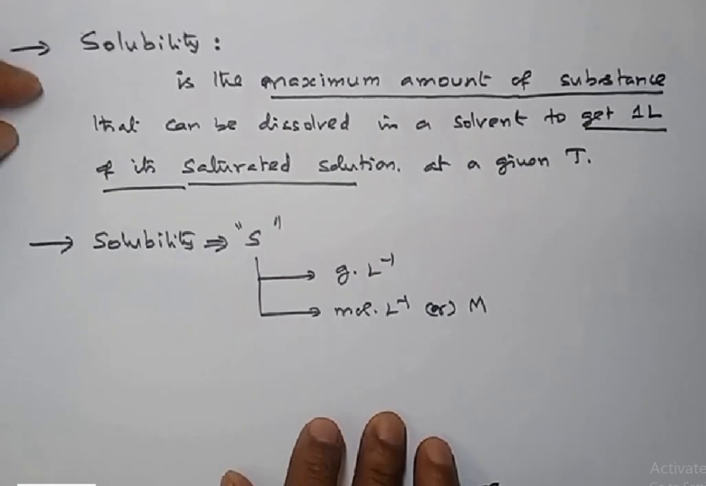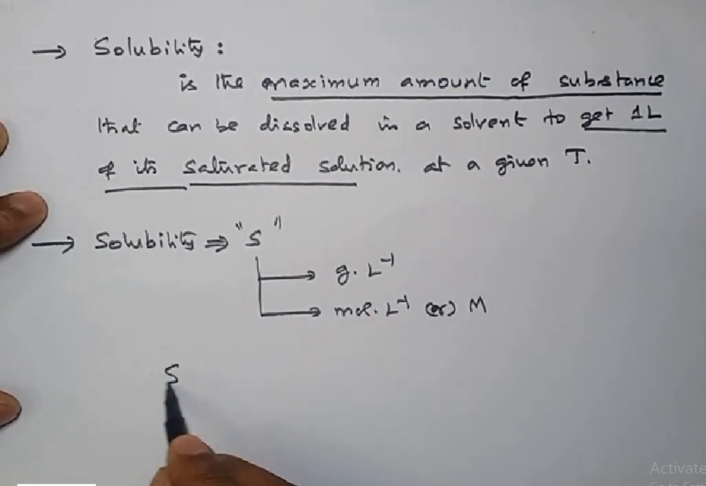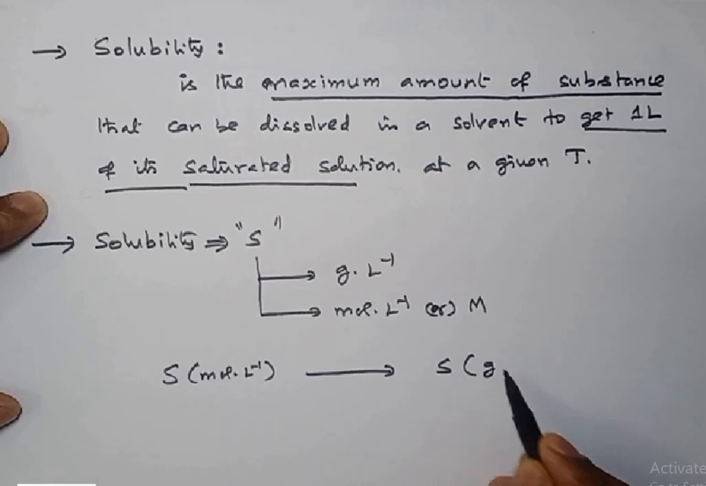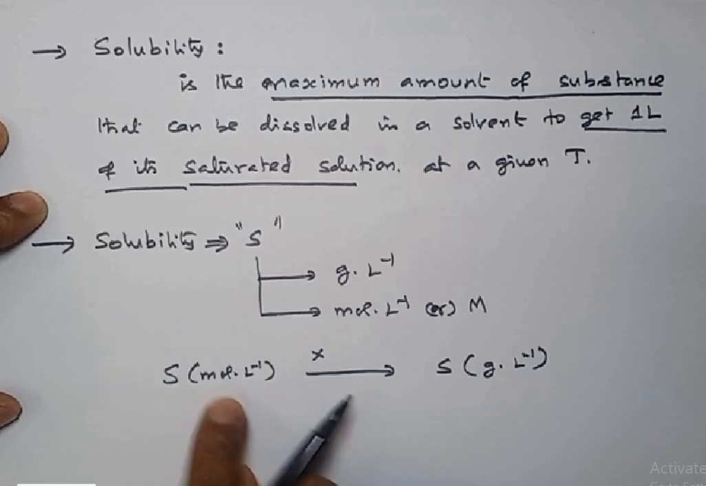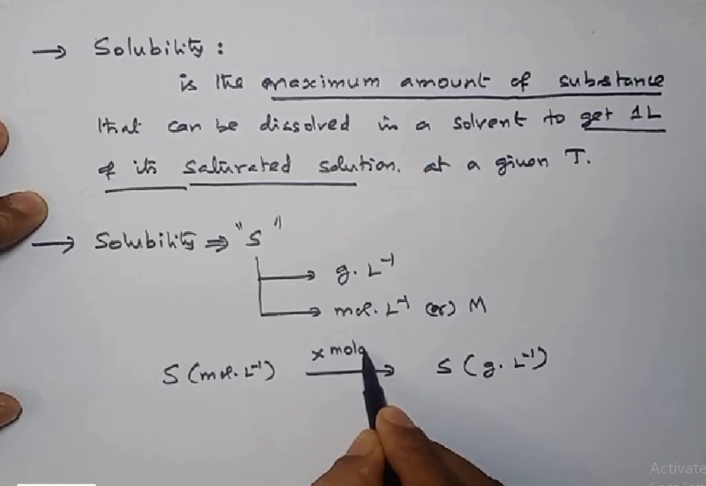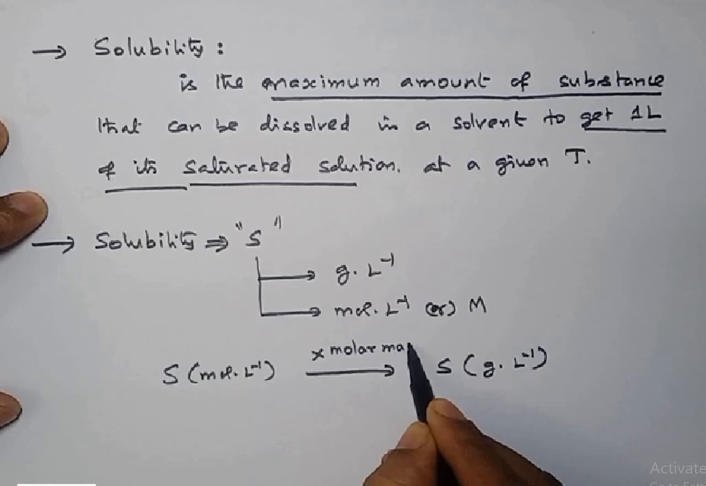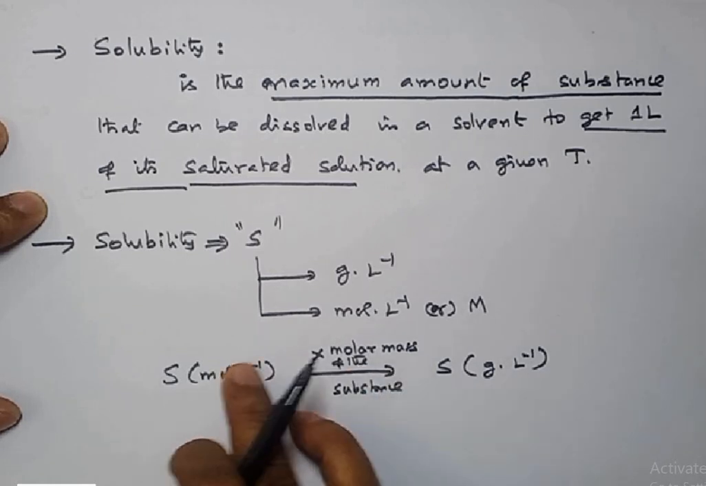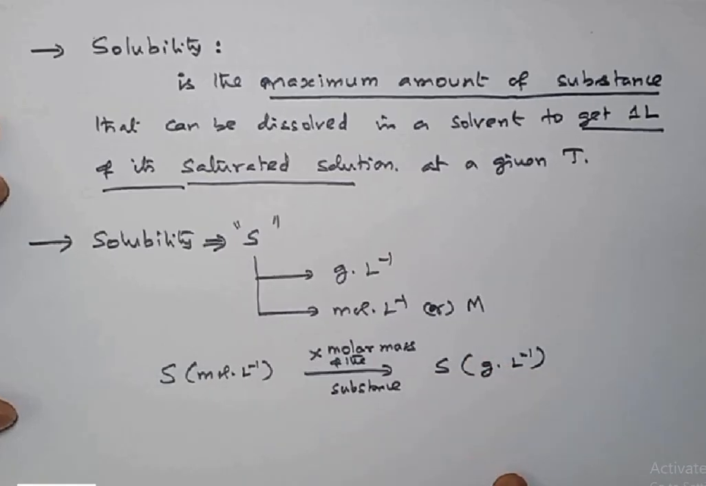Okay, suppose I express solubility in mole per liter, how do we convert this into gram per liter? You just multiply this value by the molar mass of that substance. If you multiply by its molar mass, you will get the solubility in gram per liter. Right? So try to keep all these things in mind.